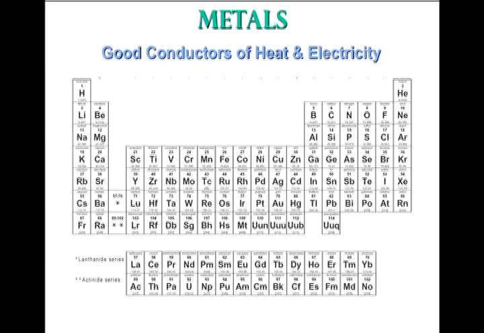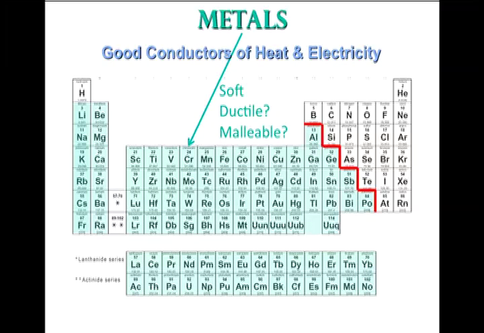Now we're going to divide the periodic table into two groups. And we're going to do that with that staircase that you hopefully remember from middle school. It is the dividing line between metals and nonmetals. Everything to the left of the staircase, except hydrogen, is a metal, and everything to the right is a nonmetal. Metals are good conductors of heat and electricity. That's how we define a metal.